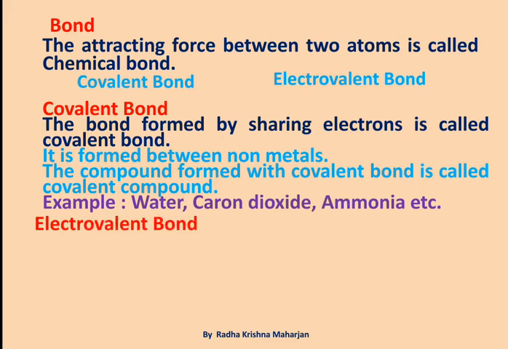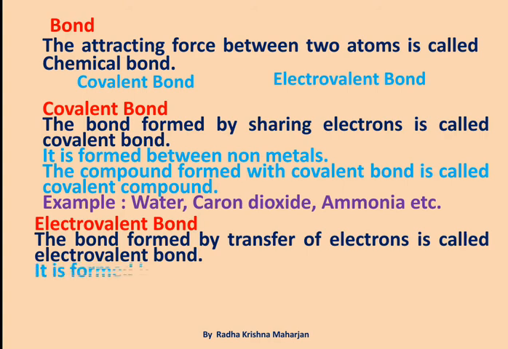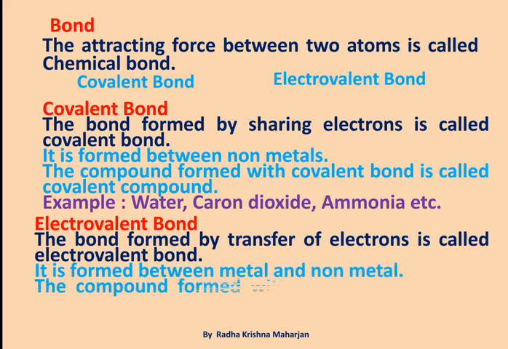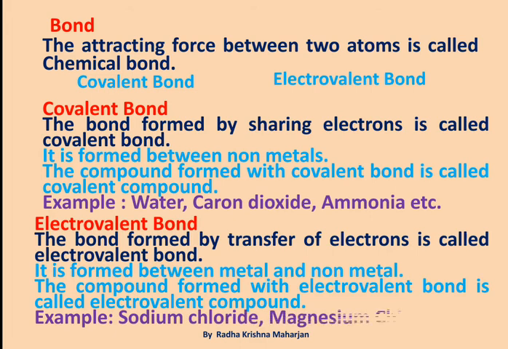Electrovalent bond. The bond formed by transfer of electrons is called electrovalent bond. It is formed between metal and non-metal. The compound formed with electrovalent bond is called electrovalent compound. Example: sodium chloride, magnesium chloride, etc.